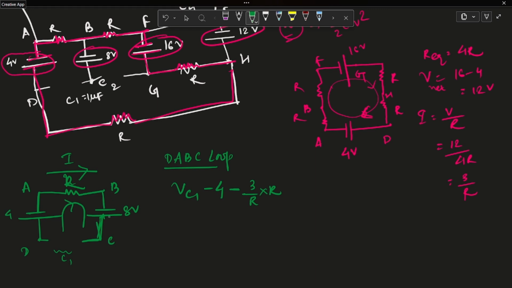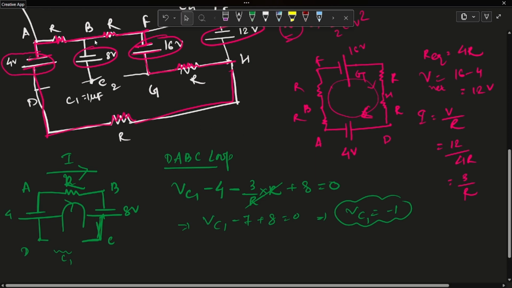When I move from B to C, there is a voltage increase of 8 volts, so plus 8 equals 0. R and R cancel. VC1 minus 7 plus 8 equals 0. VC1 is equal to minus 1. This is the voltage drop across C1.